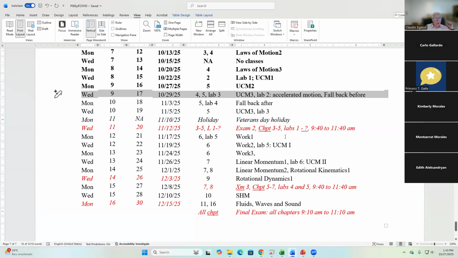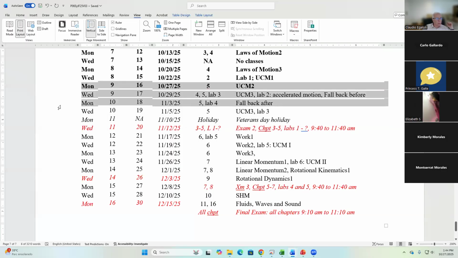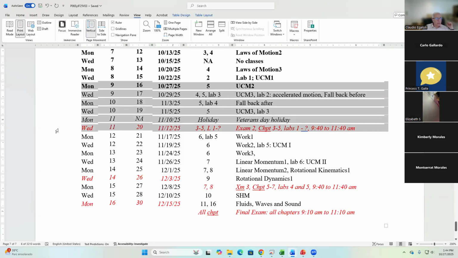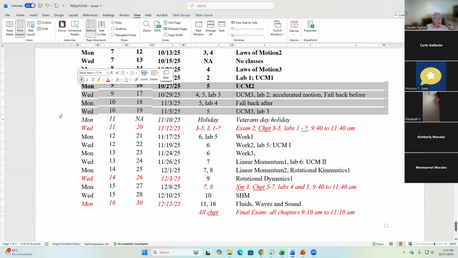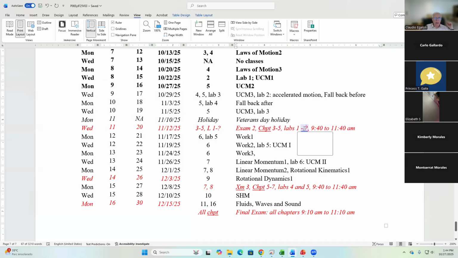Let's see how the schedule is going. We're working on chapter 5. Exam number 2 is going to be how many weeks? 2.5, right? 2 weeks and 2 days. We're writing here 1 week, 2 weeks, and 2 days. Chapters 3 to 5 for now, right? For now it's chapter 3 to 5. We're going to cover lab 1 through whatever we managed to cover. Maybe 1 through 2. Let's see how it goes.